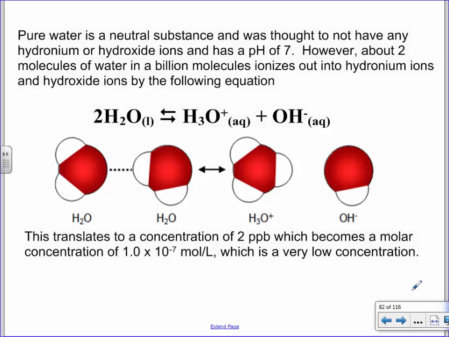I'm going to go through my notes here. Okay, here's what I was just talking about. 2 water molecules turn into a hydronium and a hydroxide. 2 parts per billion gives you this concentration. I think I already said this.